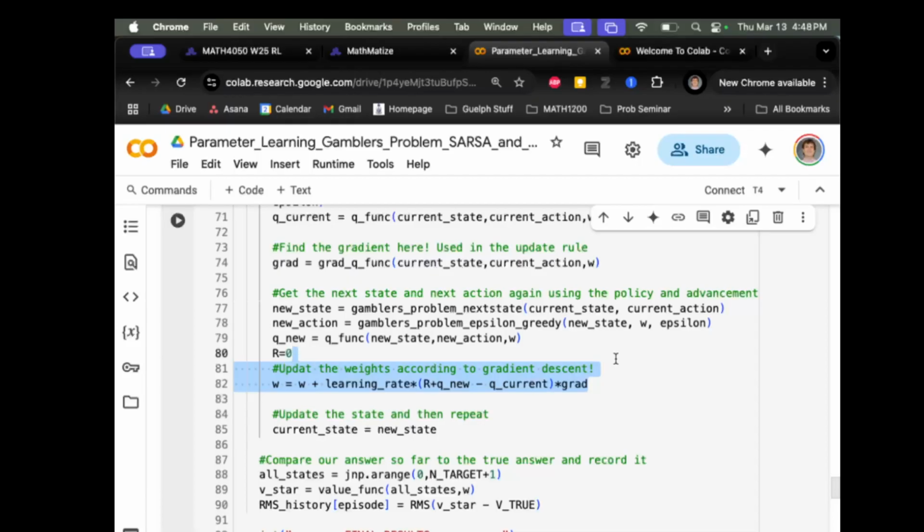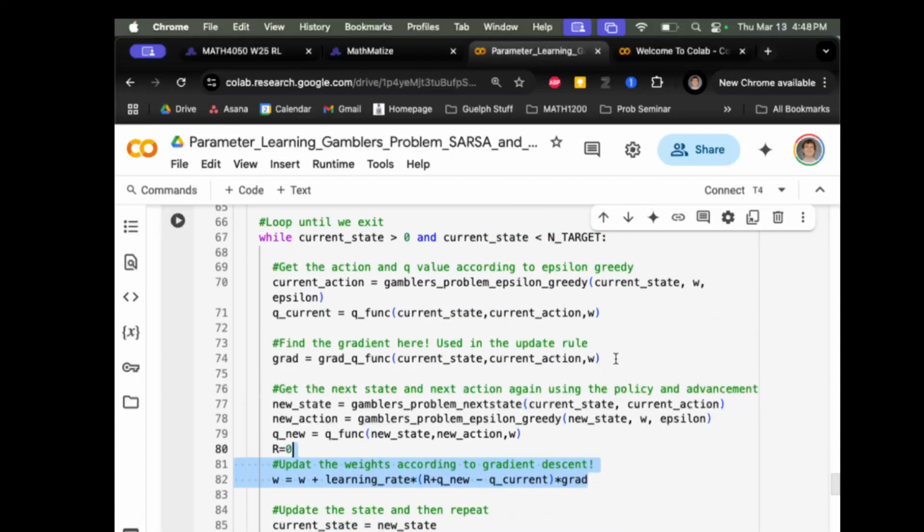The hard part is defining all the functions and things like that. And this is a loop, right? It's simulating as it goes. It's simulating and learning as it goes. In Monte Carlo, it's separated. First you simulate, then you learn. In TD algorithms, you can simulate and learn at the same time.